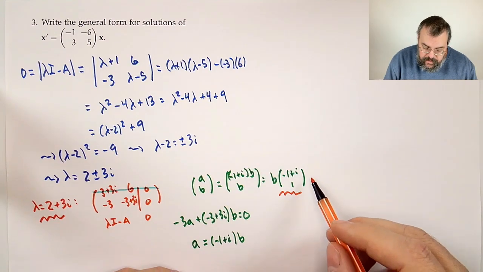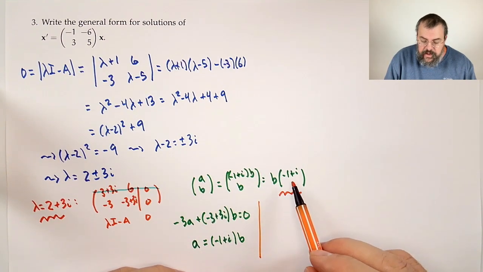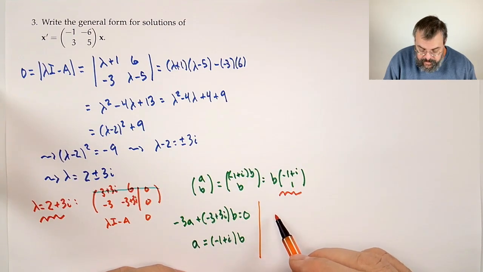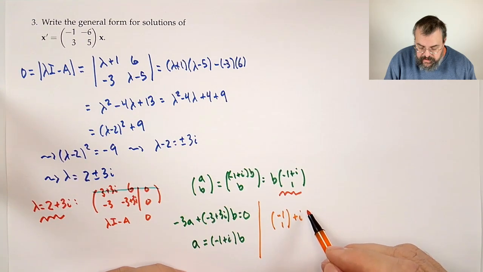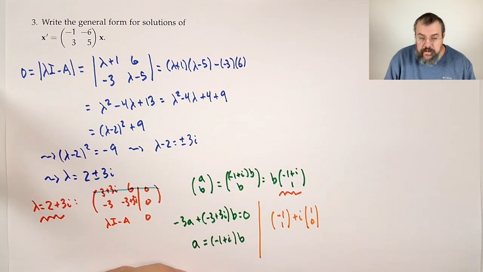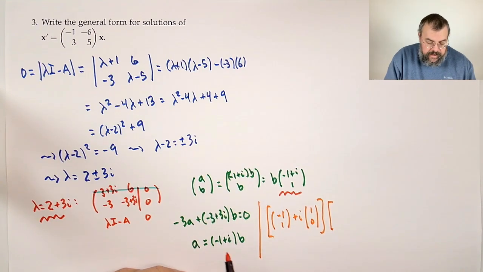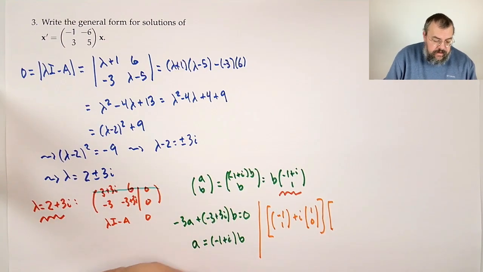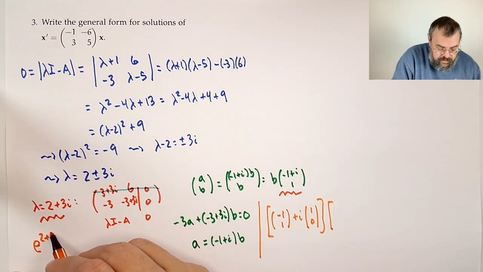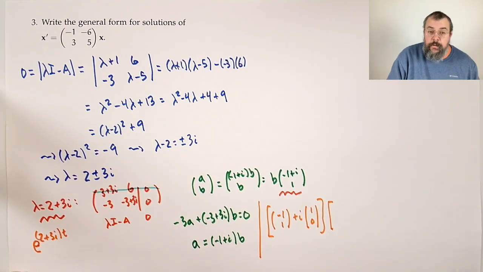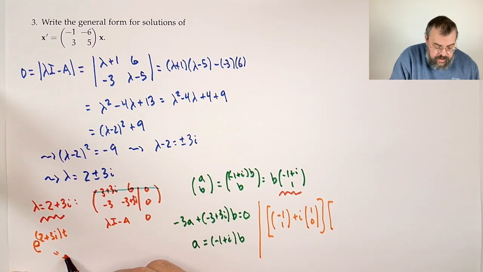We do it by splitting them up. We're going to take our eigenvector and break it up into the real part, the parts without i, and the parts with i. So that's our real part, our imaginary part. Okay, so that's our eigenvector. And then we're going to have our eigenvalue. That corresponds to, normally we say, e to the 2 plus 3i t. But really, that's e to the 2t, then e to the 3it.